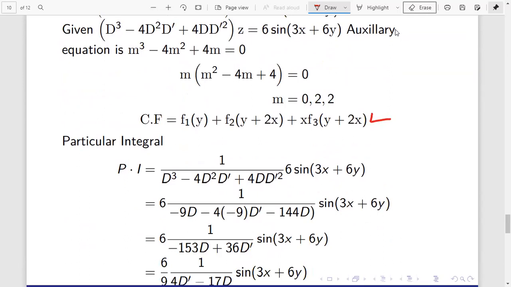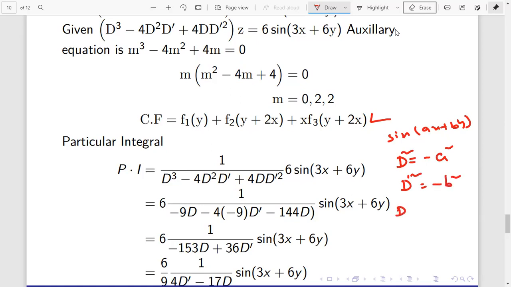So what is the procedure? Suppose the right hand side is sin of ax plus by. Wherever D square, you should replace by minus a square. Wherever D dash square, you should replace by minus b square. Wherever D D dash, it is equal to minus a into b. Okay. So here a is nothing but 3, that is the coefficient of x. So b is nothing but the coefficient of y, that is 6 here. Okay, here minus 3 into b is nothing but 6. So if you are replacing, so you can, it is a square.